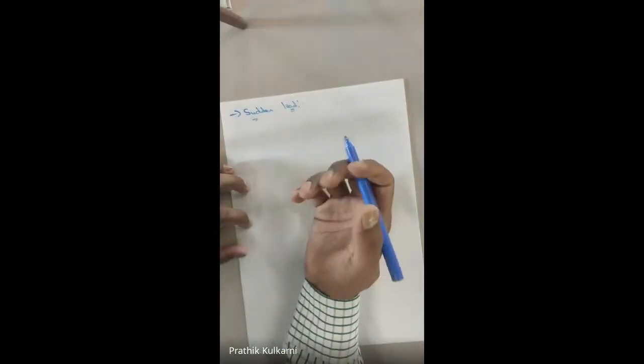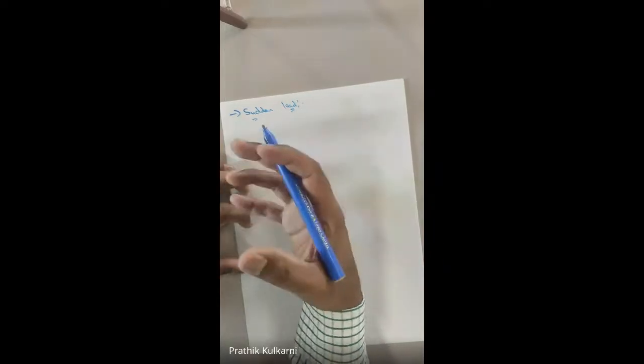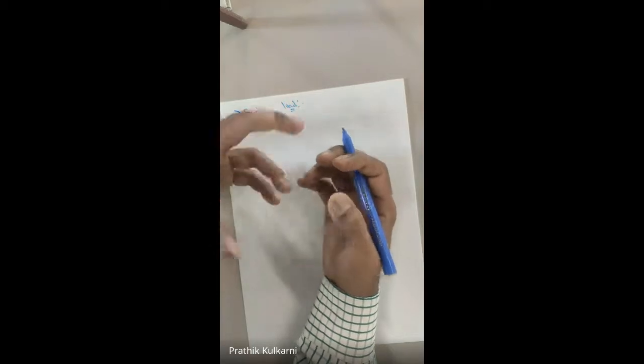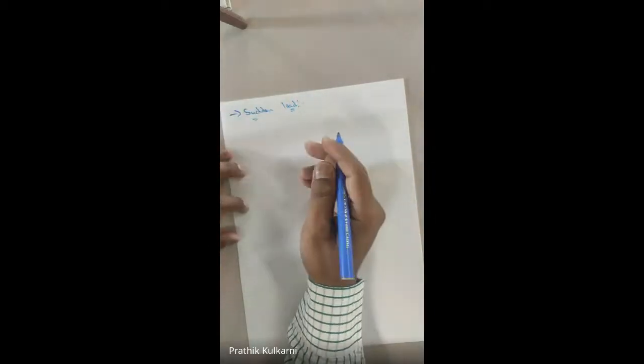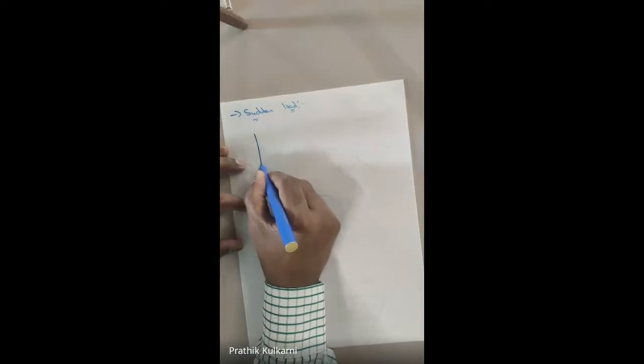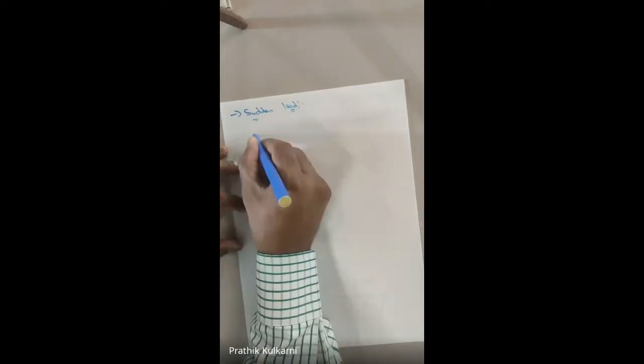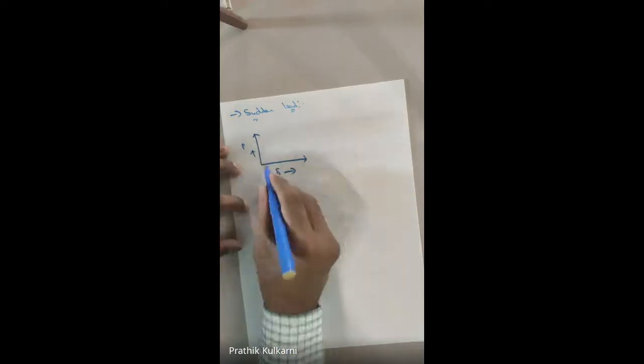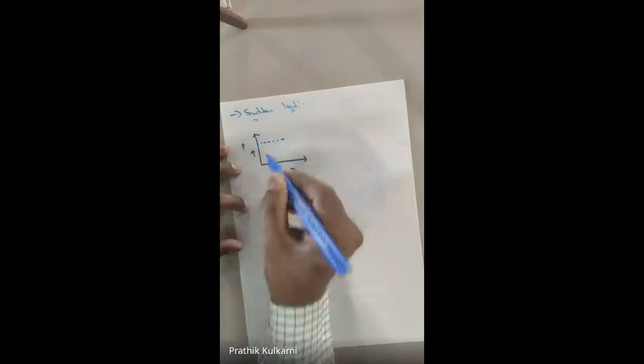On any member, if you apply a sudden load, you are not applying it gradually. But if you apply it suddenly, then what happens? Some stresses are induced, and it might fail suddenly or something might happen. So here also, if you draw the load versus deflection curve, suddenly you have applied a load.